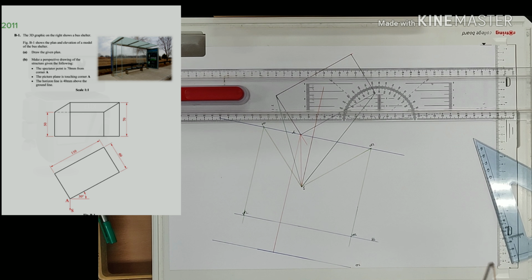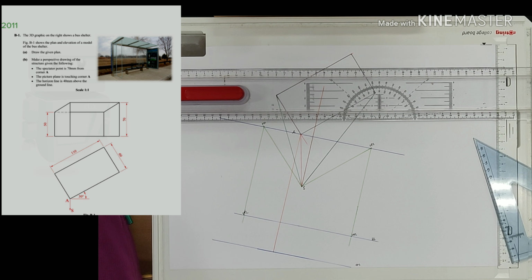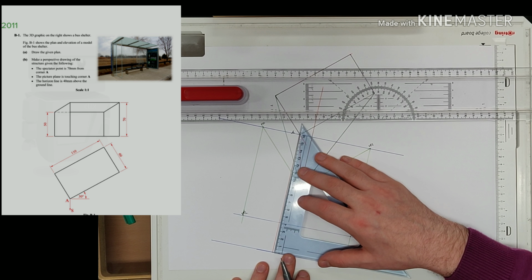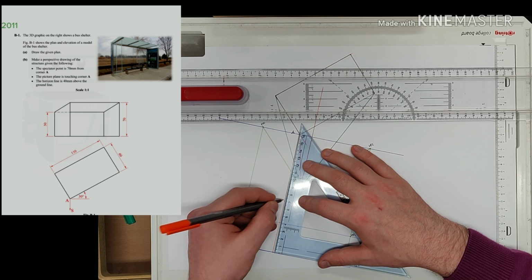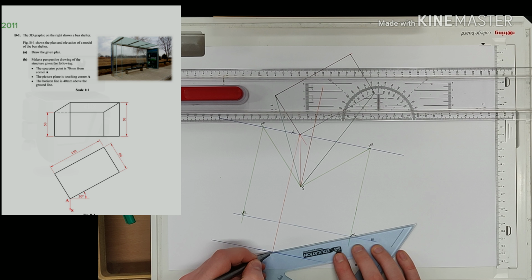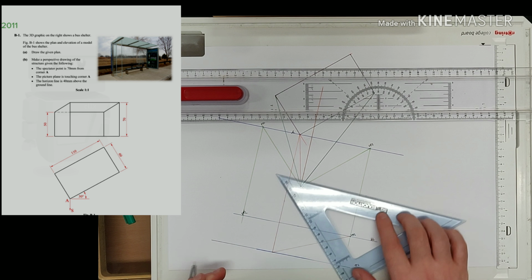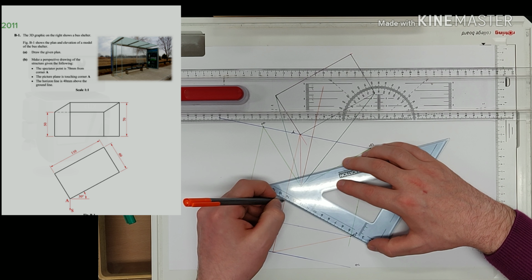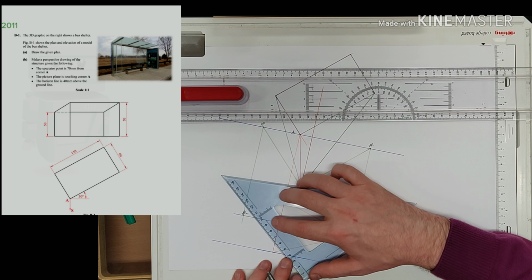Okay. Next we need to look at the question to find out what the heights are. So back to the elevation. Overall height in our elevation is 70 millimeters. Measure up 70. And I want to vanish back to VP1 and VP2. So this is the bottom. Vanish back. And the top. Same to VP2.